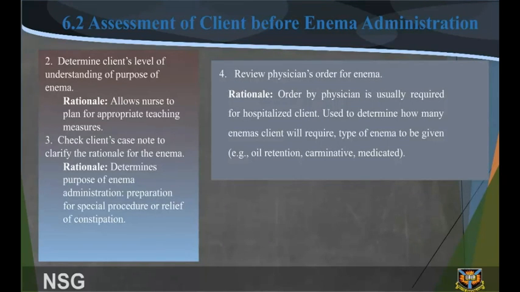2. Determine client's level of understanding of purpose of enema. Rationale: allows nurse to plan for appropriate teaching measure. 3. Check client's case notes to clarify the rationale for the enema. Rationale: determines purpose of enema administration, preparation for special procedure, or relief of constipation. 4. Review physician's order for enema. Rationale: order by physician is usually required for hospitalized clients, used to determine how many enemas clients will require, type of enema to be given, that is oil retention, carminative, medicated.